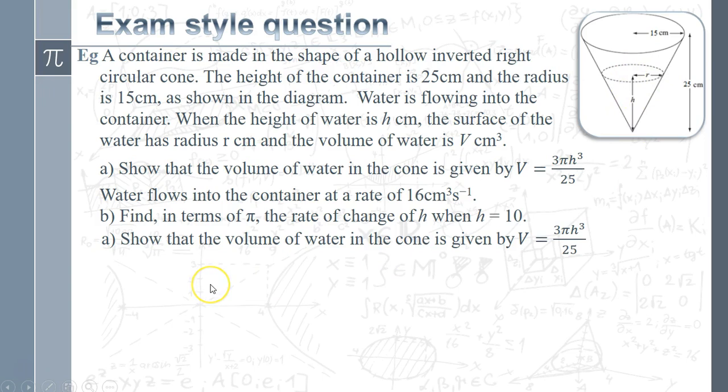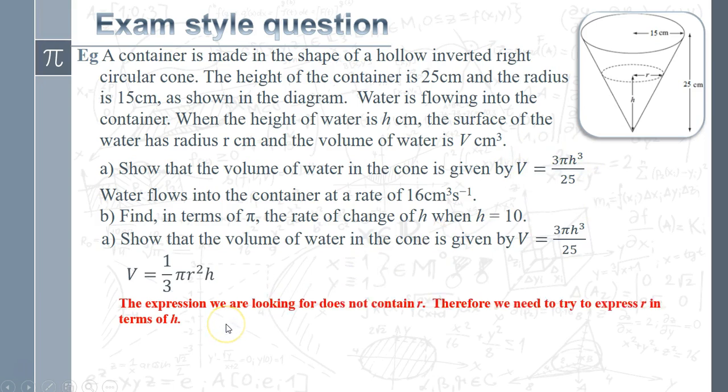and the depth of the water is h. And first it says, show that the volume of water in the cone is given by V equals 3 pi h cubed over 25. Right, okay. First thing to notice is if we're going for volume of a cone, which is 1/3 pi r squared h, it's got an r in it. And this expression here does not have an r in it. So the first thing we're going to have to do is try and get rid of that r, which means we need to try and express r in terms of h and do a substitution.